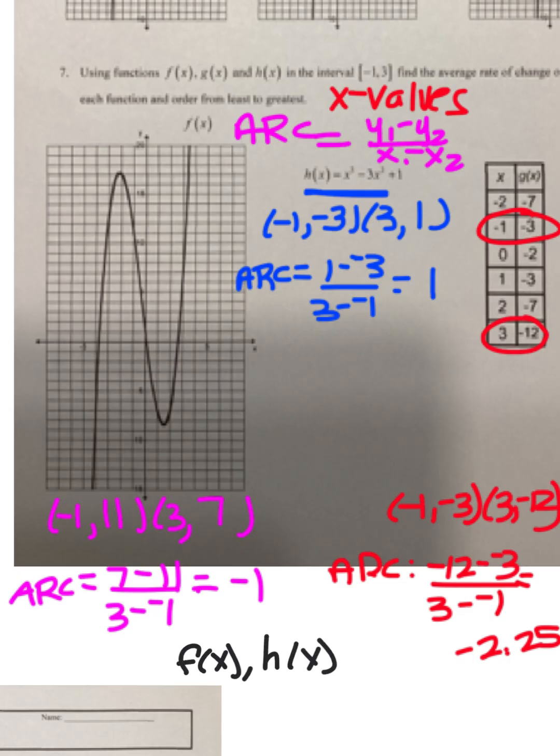And then G of X would actually be your largest average rate of change. Even though, remember, the actual number, negative 2.25, is smaller than these numbers, when we're talking about rate of change, the positive and negatives just tell you which way the rate is going, whether it's going down or up. So this is actually going down faster than these are going either up or down.